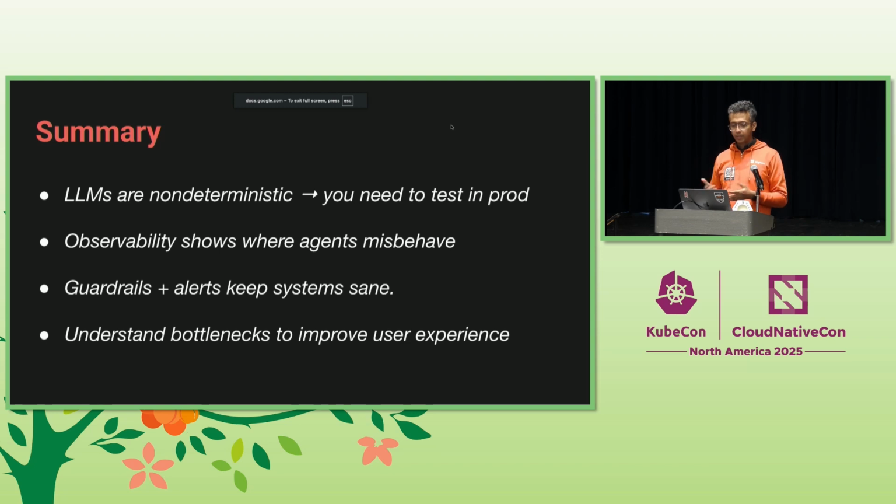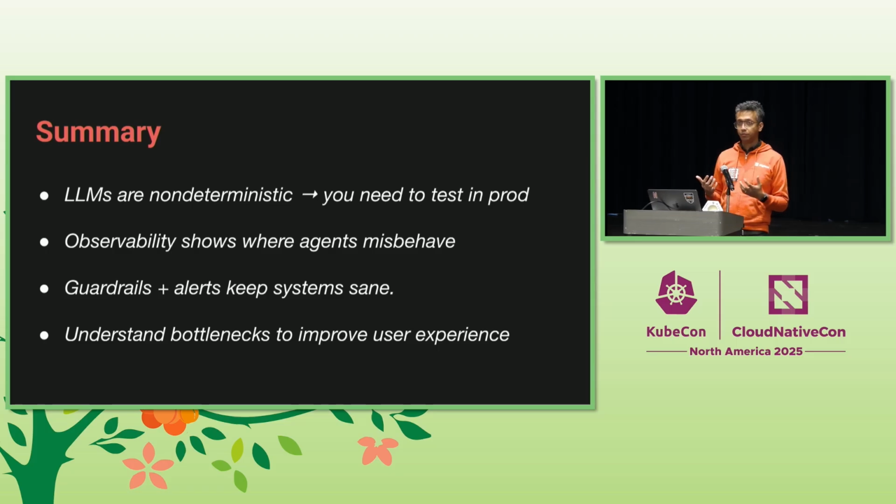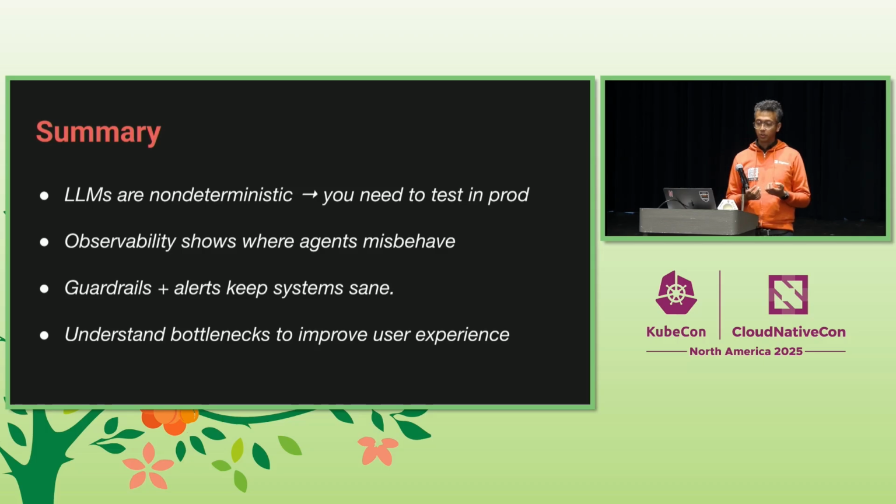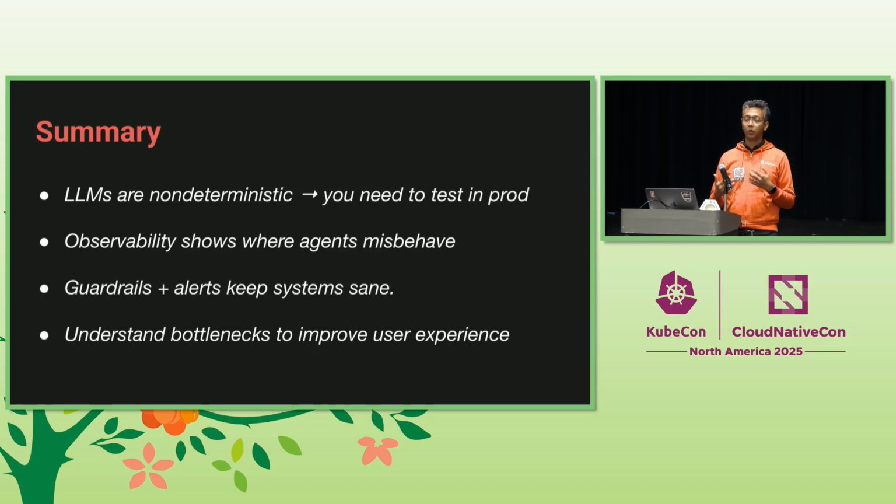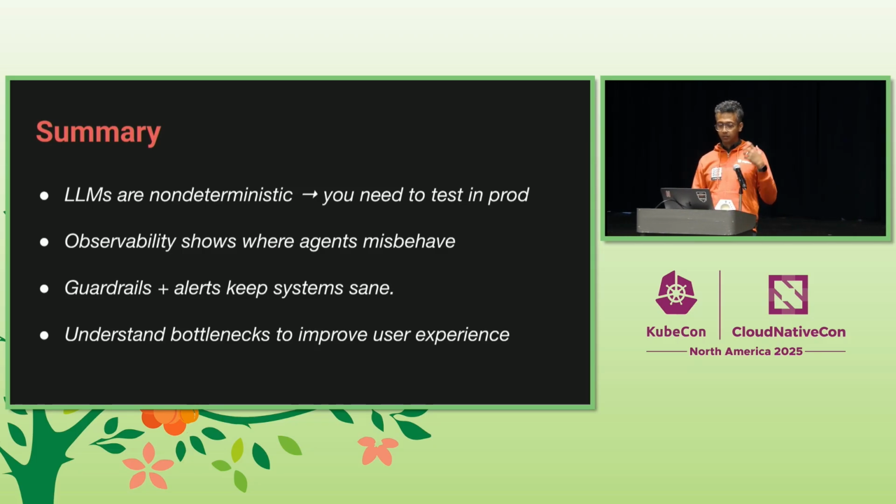So quick summary, LLMs are non-deterministic. You need to test in prod. Observability shows you where the agents misbehave. So you need to have good observability in place for your applications. If you set up good alerts and guardrails, you are able to know where things are going wrong, and probably you can take steps. And if you understand these bottlenecks, you can improve your user experience.